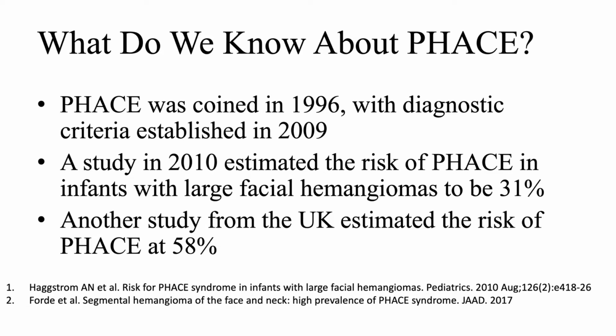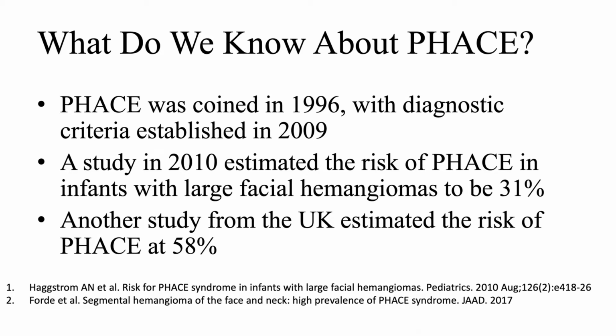And large counted as an area of at least 22 square centimeters. And that was a prospective study, meaning they looked at infants from the time they were born and the time they developed their hemangioma and followed them over time. Another study from the UK estimated that risk to be at about 58%, which was significantly higher.